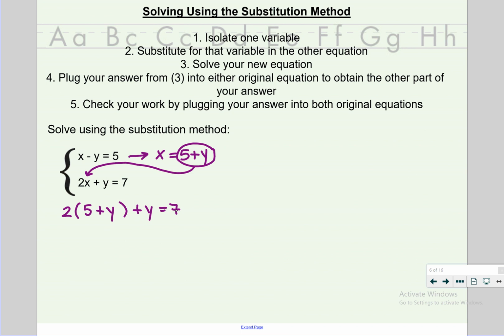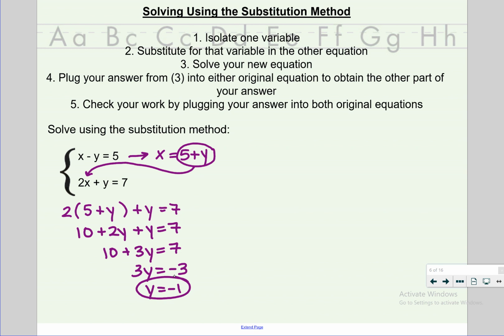So at this point, you know you're on the right track if it's all y's or all x's. Now we solve just a linear equation. I'm going to distribute my 2. 10 plus 2y plus y equals 7. I'm going to combine my like terms. 10 plus 3y equals 7. Subtract 10. 3y is negative 3. Divide by 3. Y is negative 1.